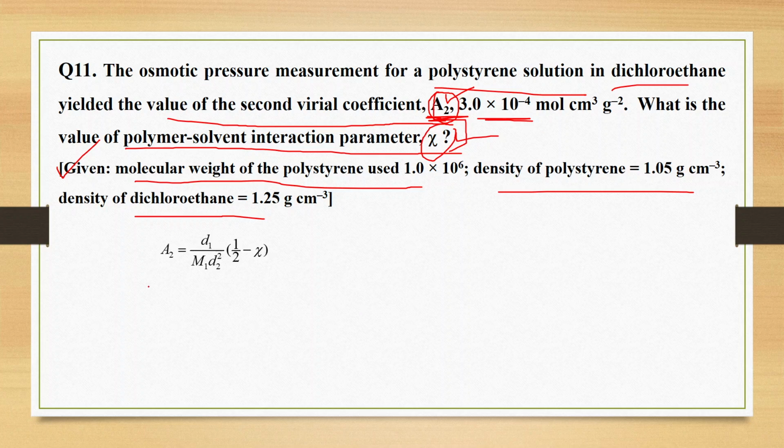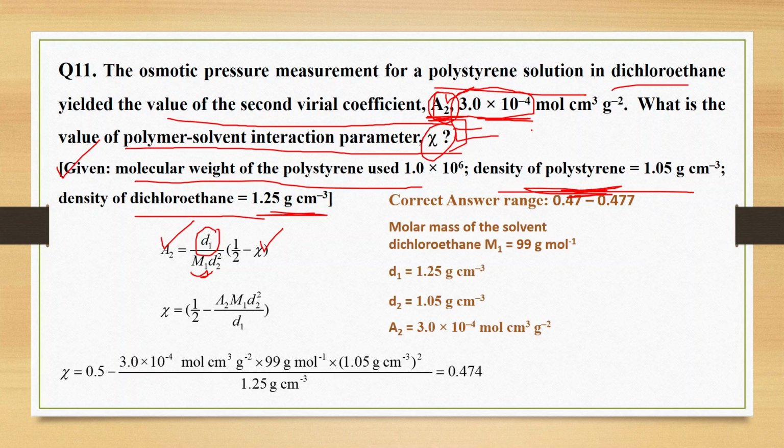So this was the relation between your second virial coefficient and chi, or the polymer-solvent interaction parameter. So D1 is the density that you require for your solvent, that is provided in the equation. M1 is, I think, the mass, and D2 should be the density of the polymer, which is also provided. So I think the molecular weight of the polymer is not even required to solve this. Okay, so this should be the correct answer.